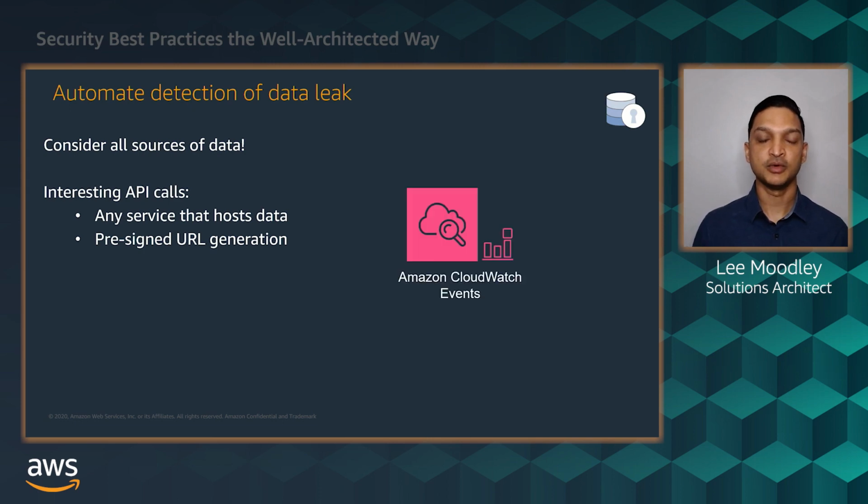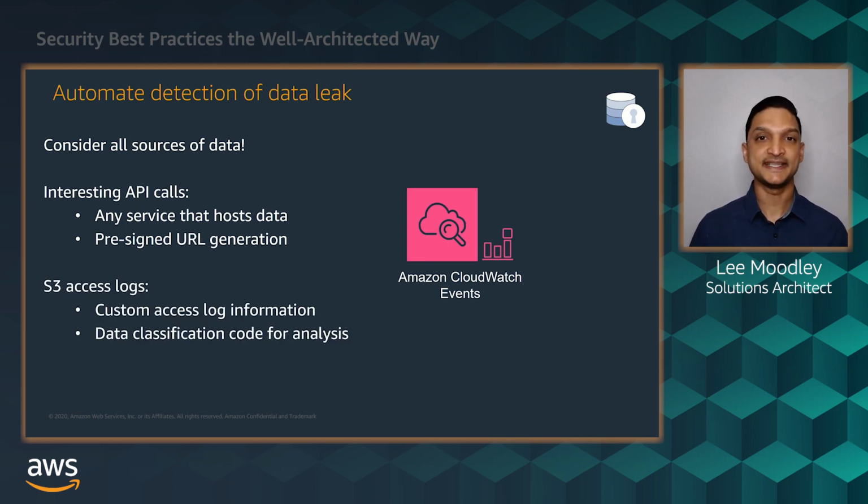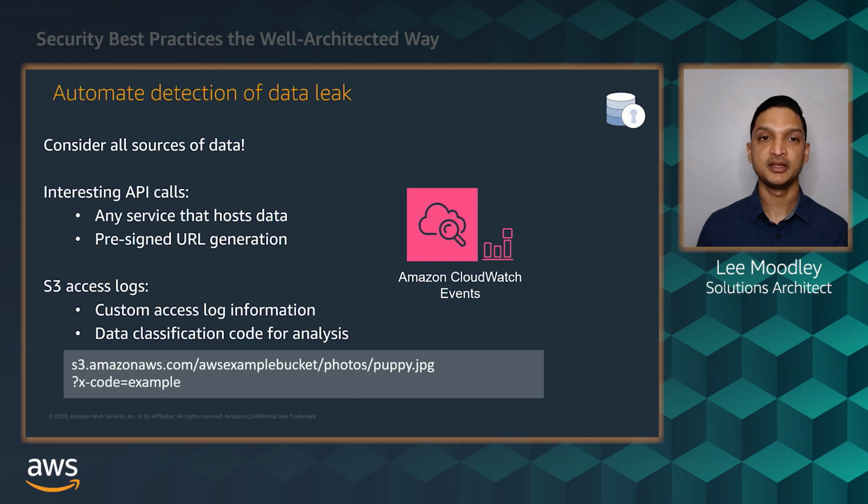Using CloudWatch and watching for pre-signed URLs is a good way to monitor specific API calls that could give you insights into how your data is being accessed. S3 custom access logs is an example of how to add a key value pair. Example of a shortened URL on the screen with the x-code at the end, which is the key value pair that you can use to denote certain sensitivities of your data. I wouldn't add top secret in here. That's just going to be a giveaway. Add something that makes more sense for your organization.